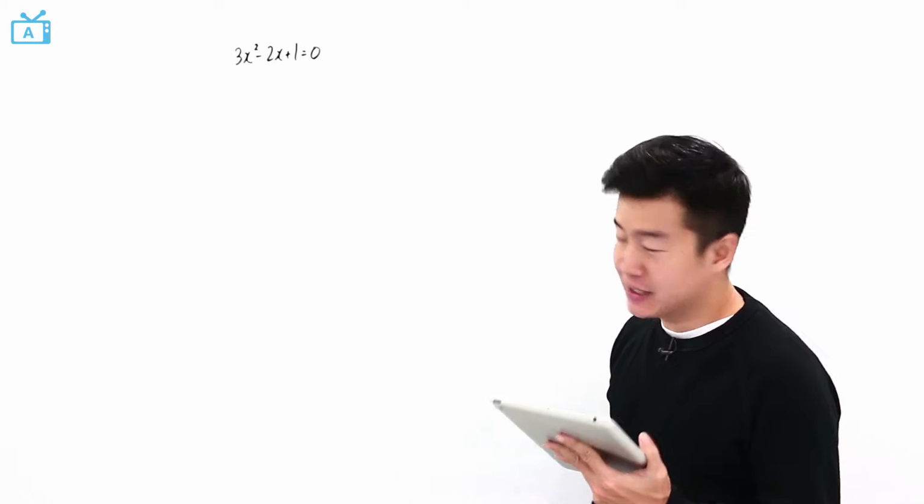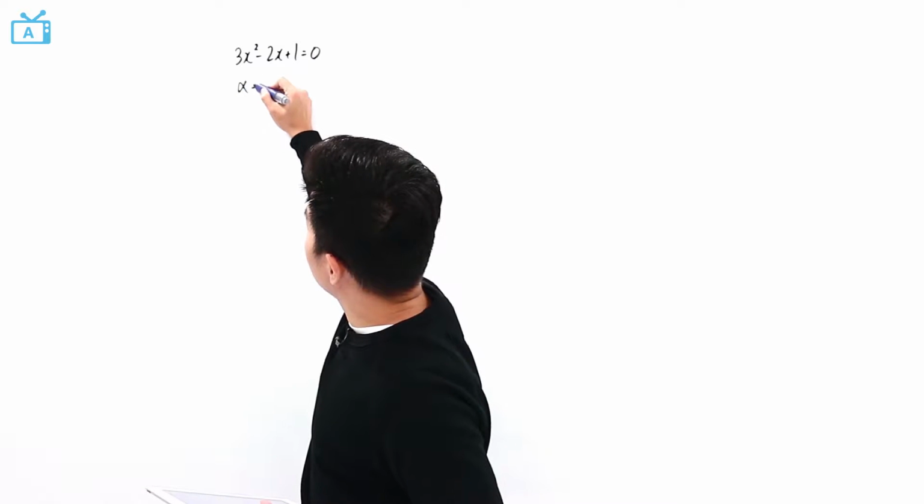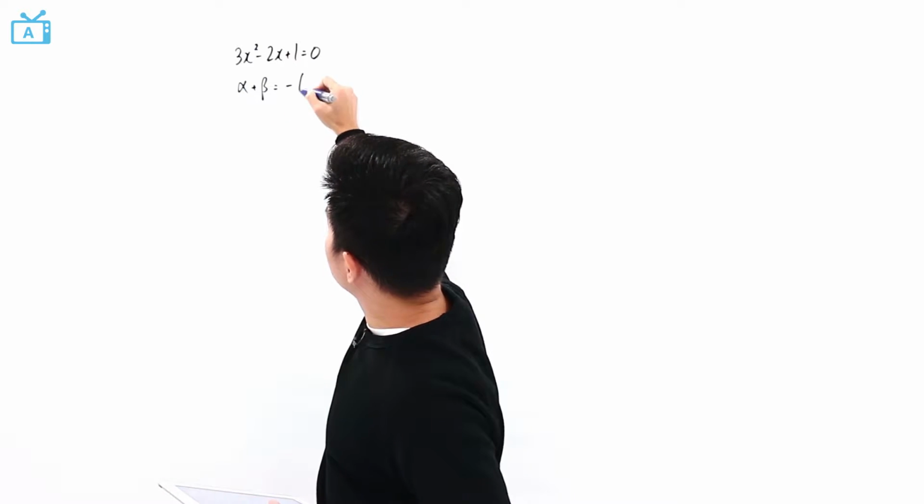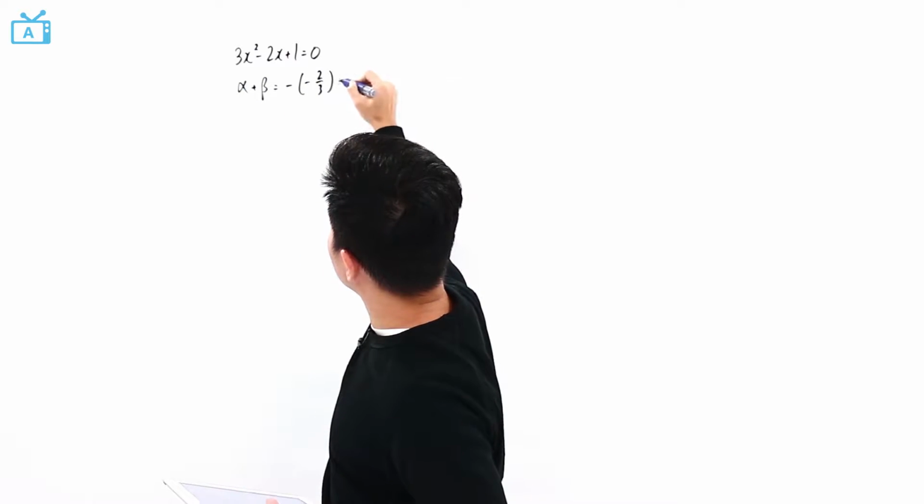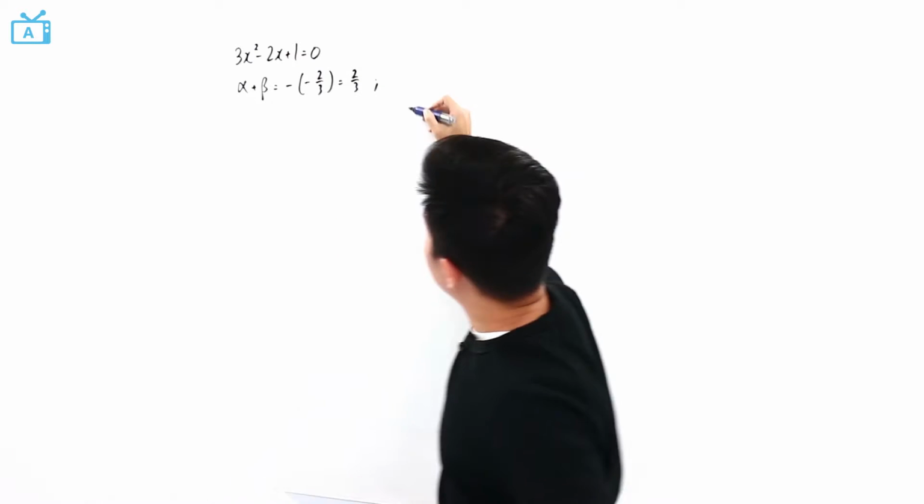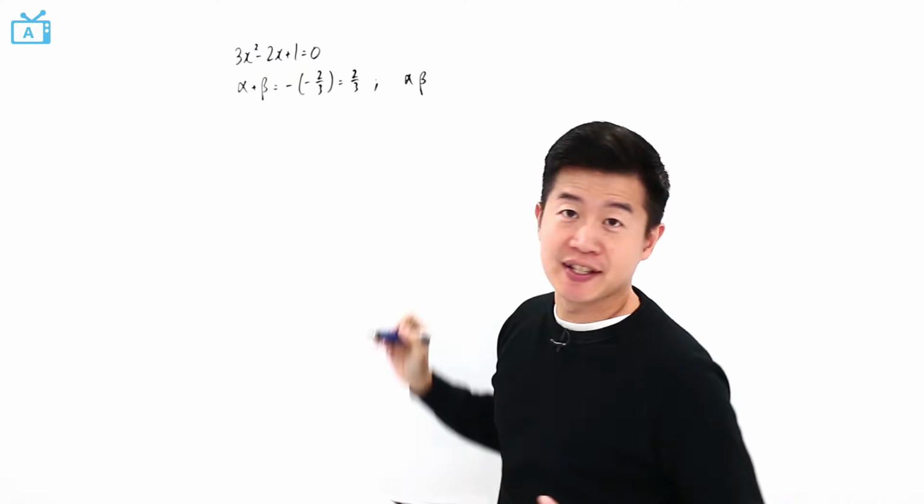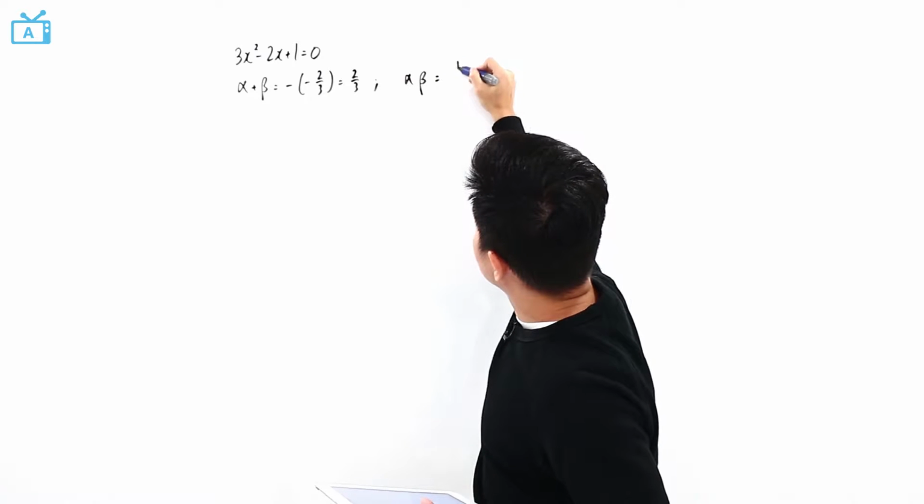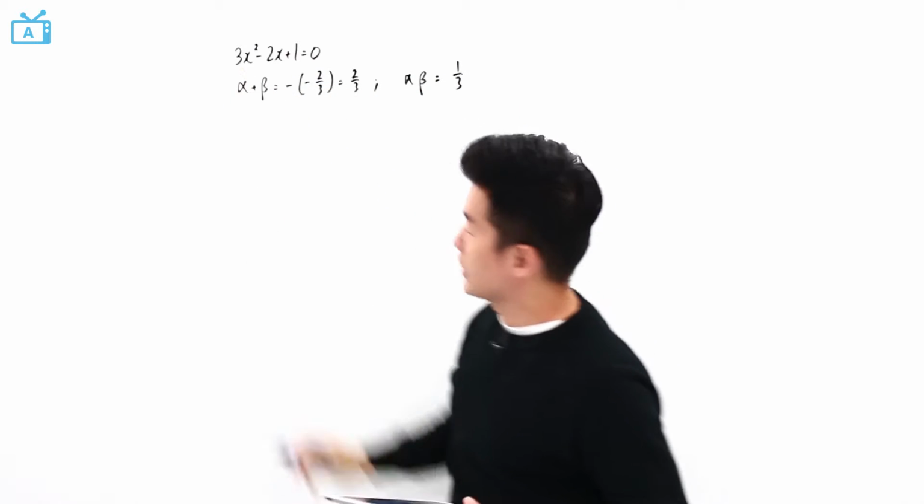This quadratic equation over here has two roots alpha and beta, which means that the sum of the roots alpha plus beta is minus of minus 2 over 3, which is 2 over 3, and the product of roots, which is alpha times beta, is 1 divided by 3.